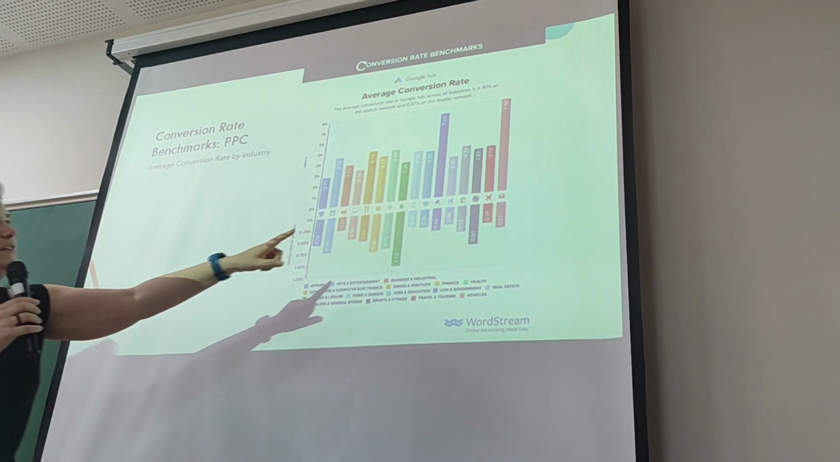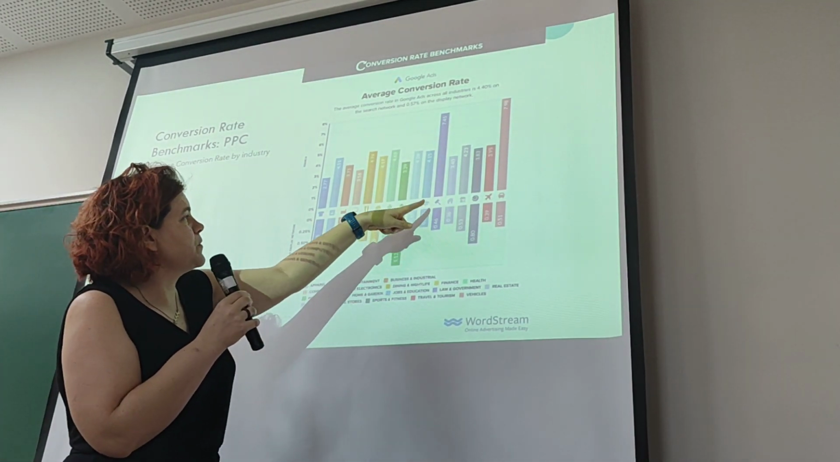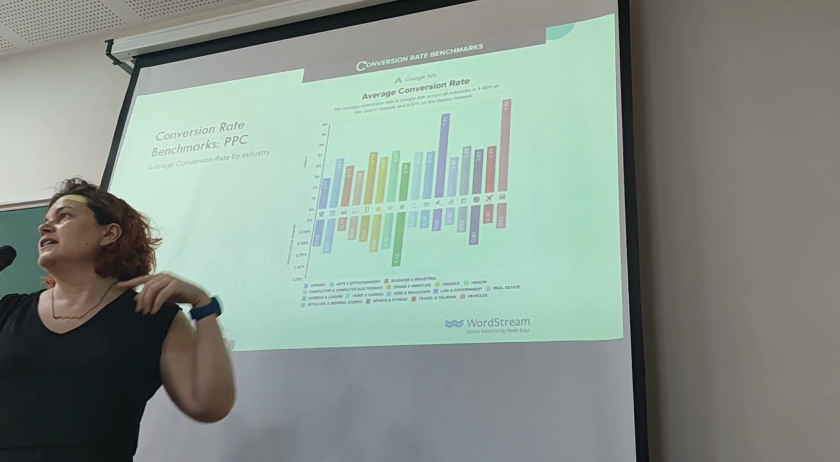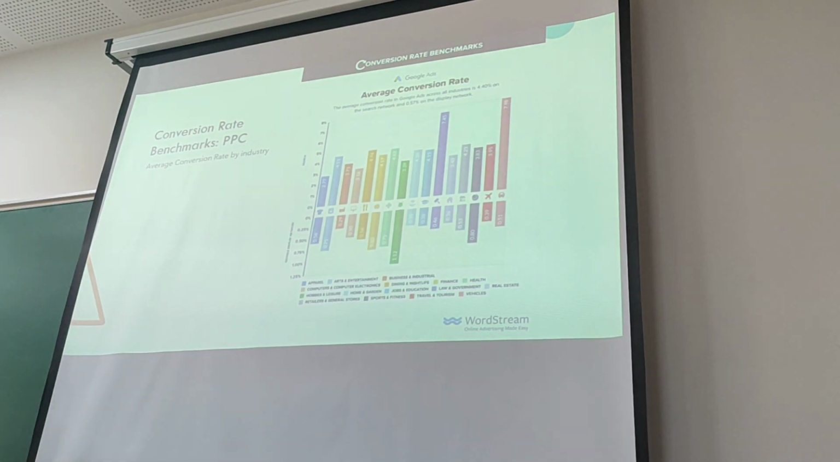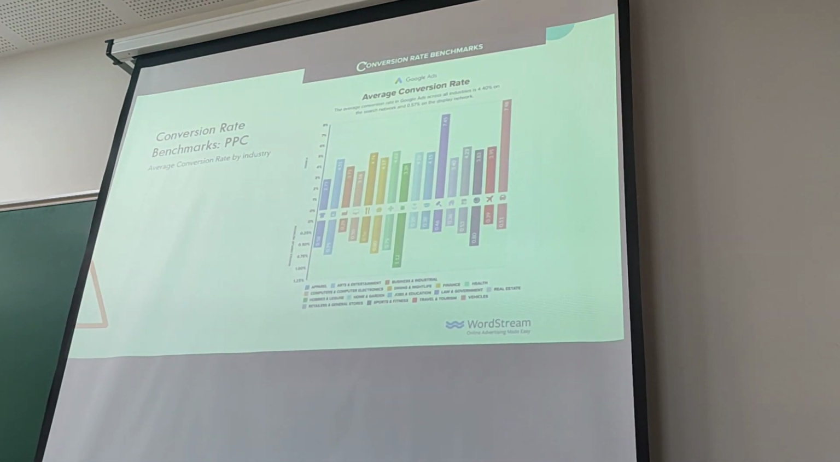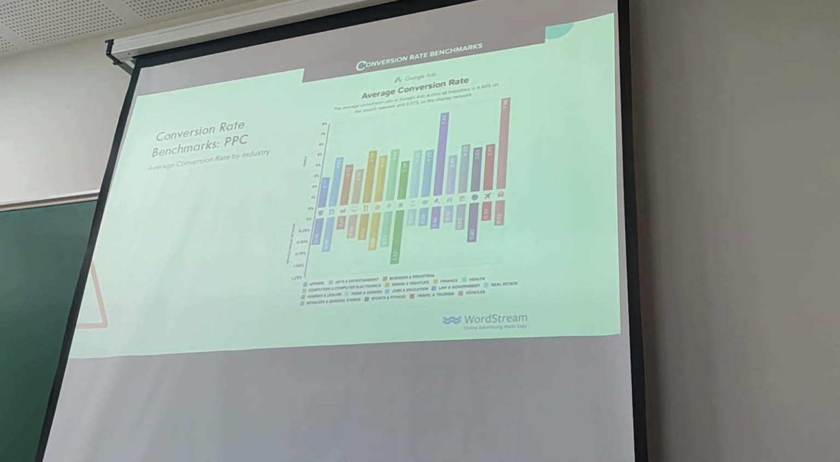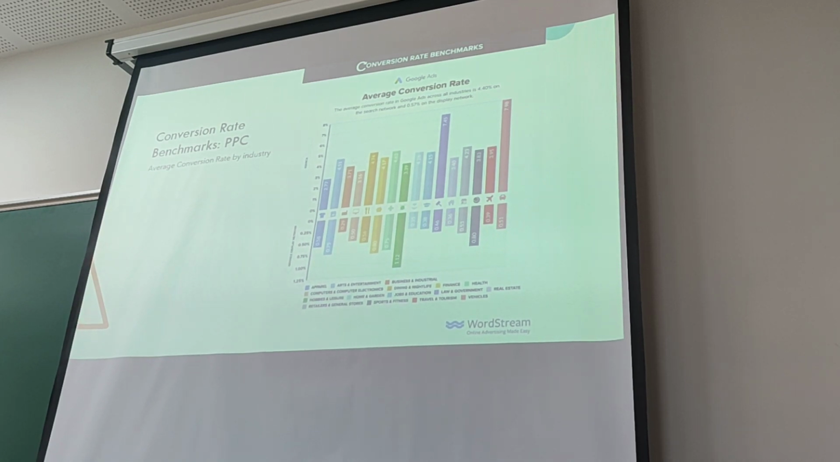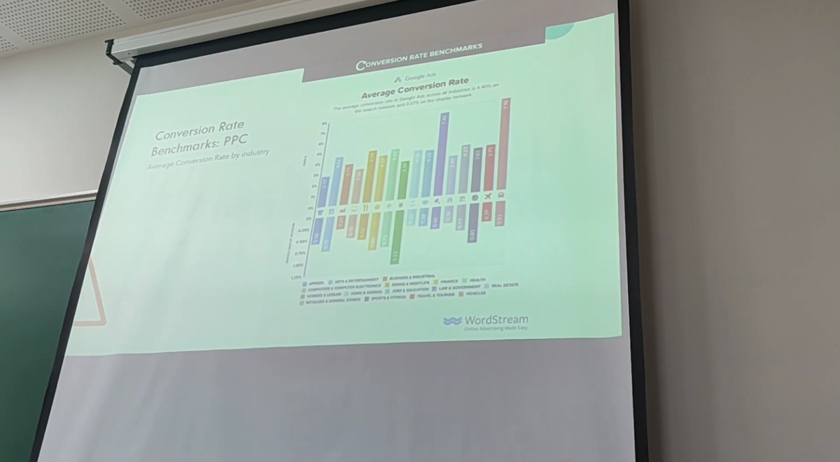But yeah, so this one is vehicles, and the other one is law and government. So public services, they have a very high conversion rate as well on Google Ads, which is, I think, just very, very interesting.